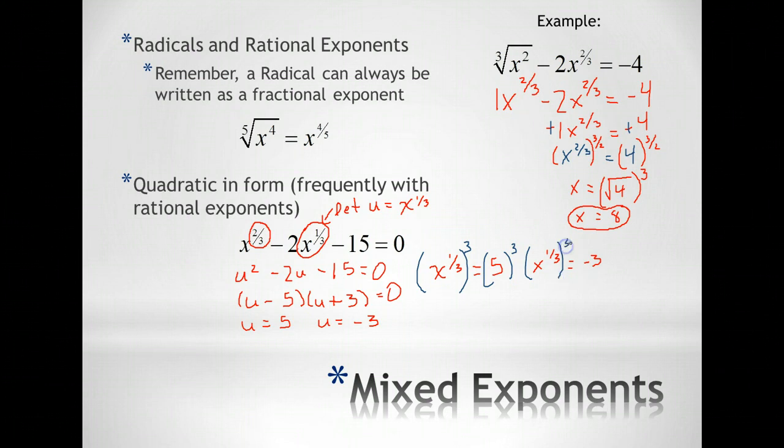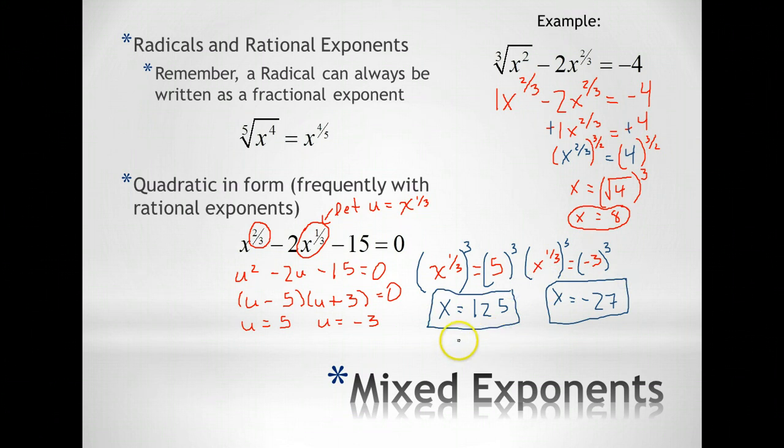So for both of these problems, I cube it, so I get x equals 5 cubed, which is 125, and I get x equals negative 3 cubed, which is negative 27. So two answers. If you were to write it in set notation, you could just write the two numbers inside curly brackets with a comma in between them.